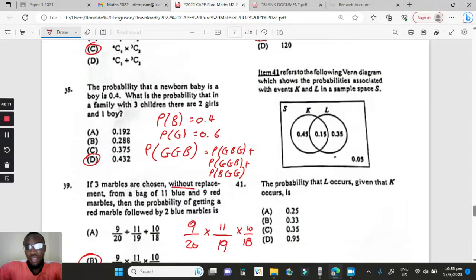Number 41, probability L occurs given that K occurs. So L occurs given that K occurred is the probability of L intersect K over the probability of K. L intersect K is 0.15 over the probability of K, 0.6. We do the division, that's a quarter.